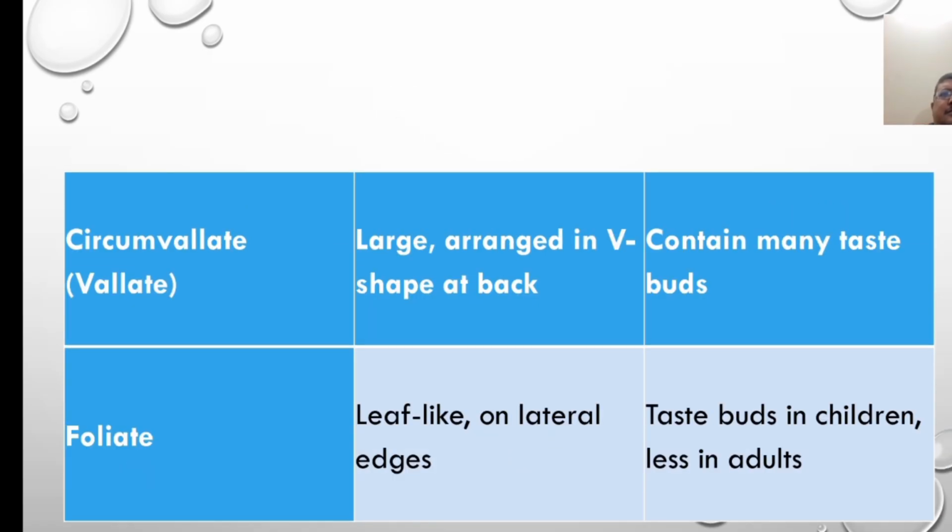Another is circumvallate. Another word is vallate. That is large, arranged in V shape at back, contain many taste buds. Foliate, that is leaf-like on lateral edge. Taste buds more in children, less in adults.